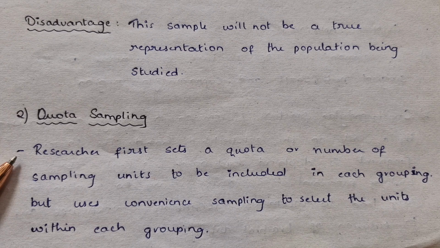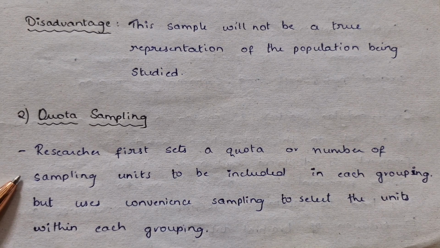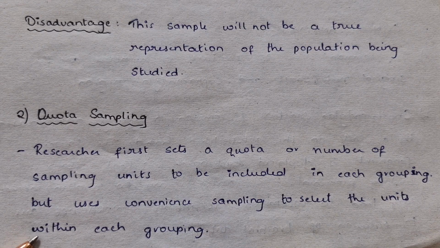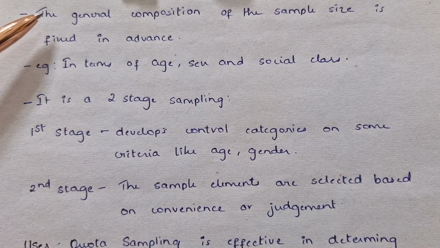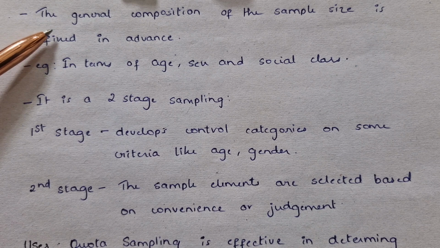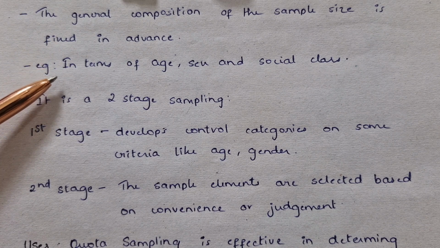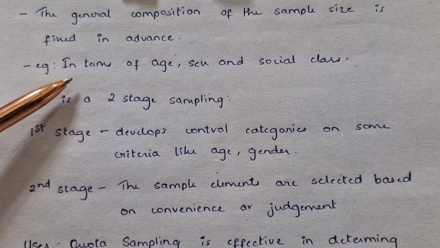The researcher first sets a quota or a number of sampling units to be included in each grouping, but uses convenience sampling to select the units within each grouping. In quota sampling, the general composition of the sample size is fixed in advance. For example, in terms of age, sexual characteristics, and social class.